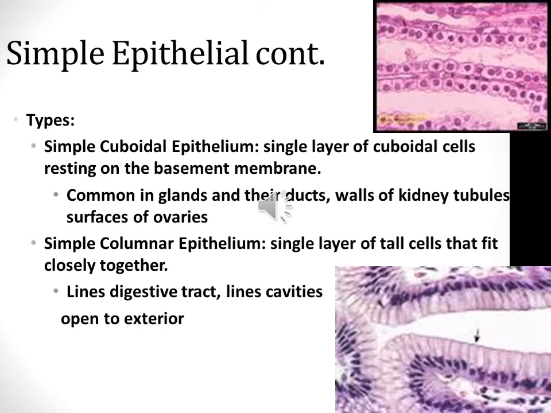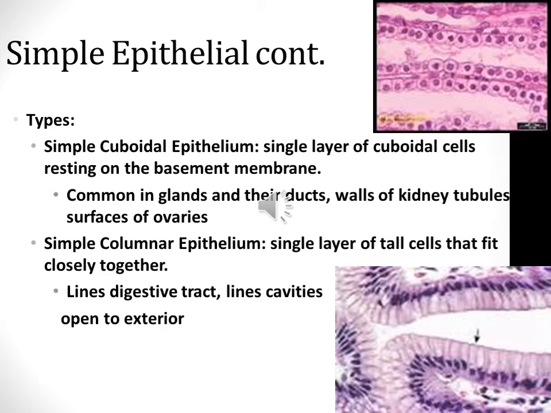And you notice the same kind of thing in the simple columnar, except they're tall. They're columns instead of cubes. And they're a single layer of tall cells fitting closely together. Again, the nucleus, that dark stained circular area, is all essentially in one line. This is going to be really important as you differentiate between some different types of column-shaped cells. So with your simple columnar, you have that one even line of nuclei, all kind of lined up in a row. And these are going to line the digestive tract and some of your cavities that open to the exterior.